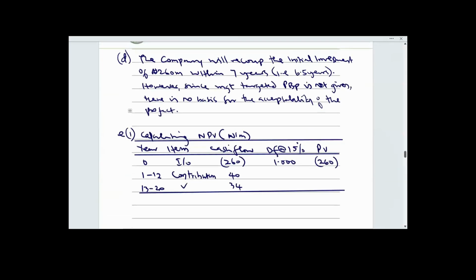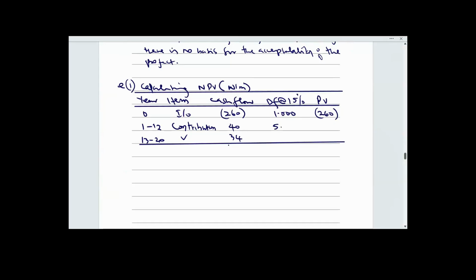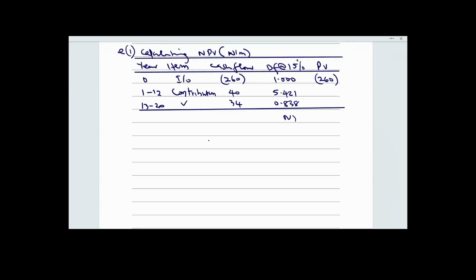So let's go and post 5.421 here, and 0.838. So let's get the present value quickly. Let me multiply myself. So 34 multiplied by 0.838 equals 28.49 rather. So rounding, let's say this is 28.